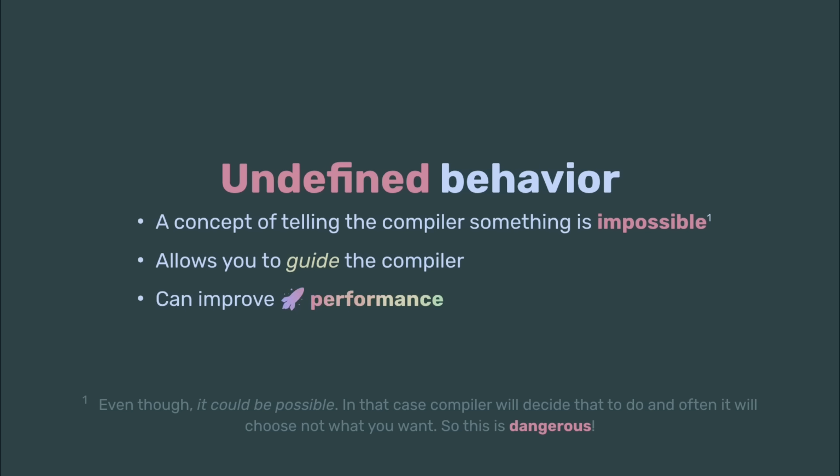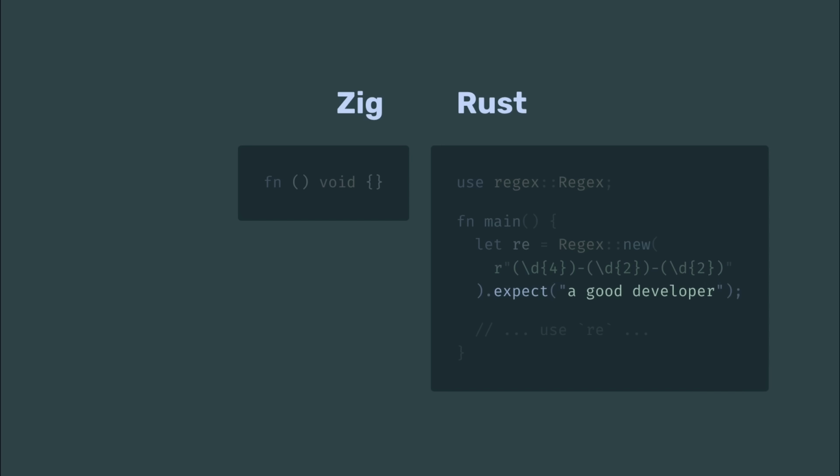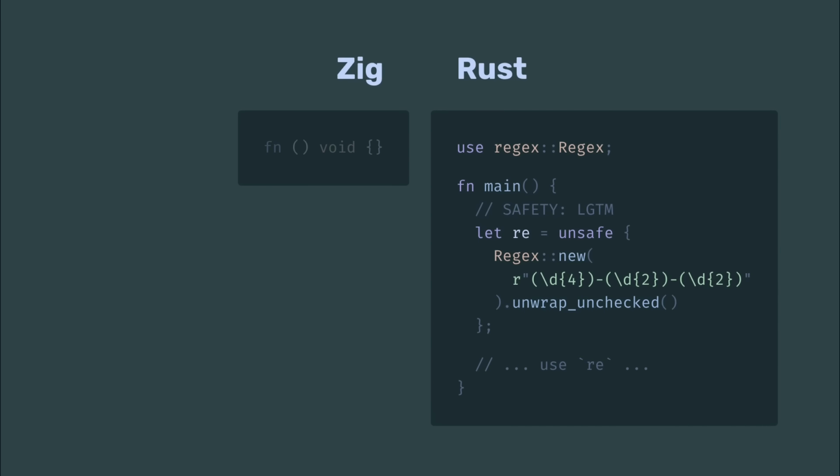For example, let's check out this Rust code. Using the regex crate, we can create a regex pattern that captures a date. Since not every string is a valid regex pattern, calling new requires us to handle the error. Since the pattern is static and we know it will always be valid, we can use unwrap_unchecked, hinting to the compiler that the regex will always be valid.